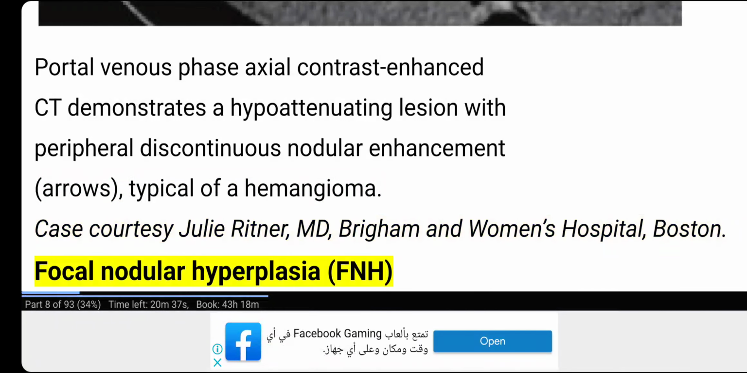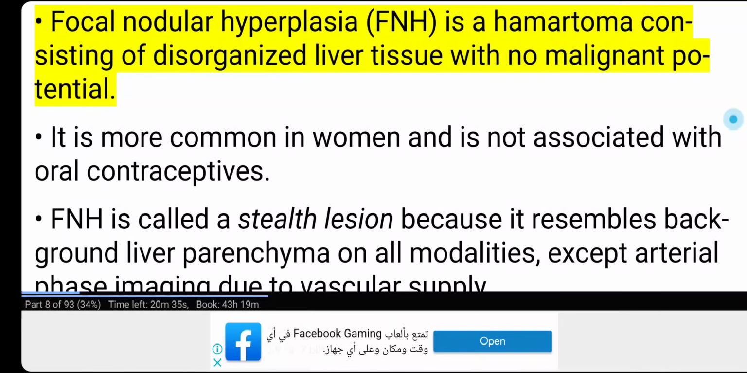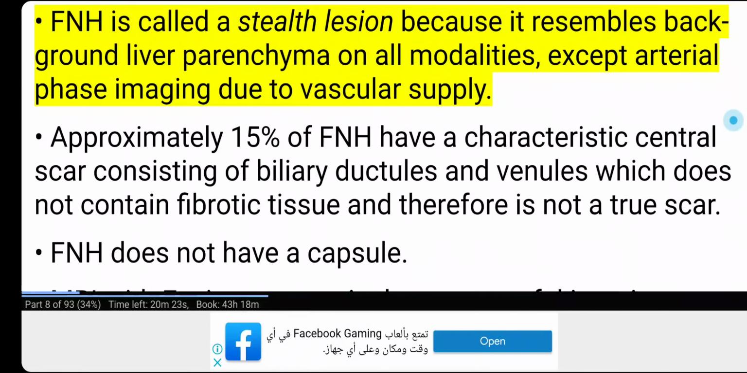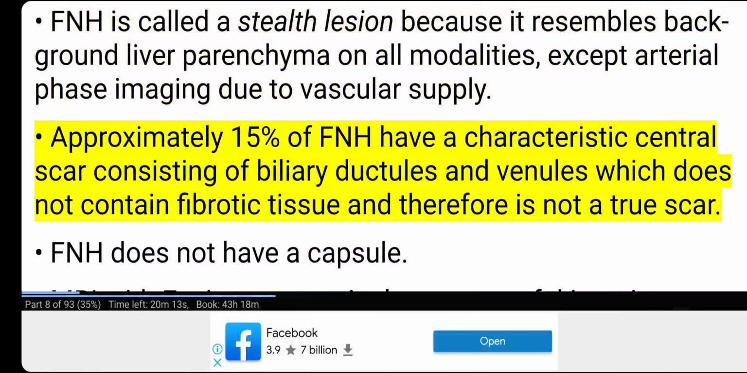Focal nodular hyperplasia, FNH. Focal nodular hyperplasia is a hamartoma consisting of disorganized liver tissue with no malignant potential. It is more common in women and is not associated with oral contraceptives. FNH is called a stealth lesion because it resembles background liver parenchyma on all modalities, except arterial phase imaging due to vascular supply. Approximately 15% of FNH have a characteristic central scar consisting of biliary ductules and venules which does not contain fibrotic tissue and therefore is not a true scar.